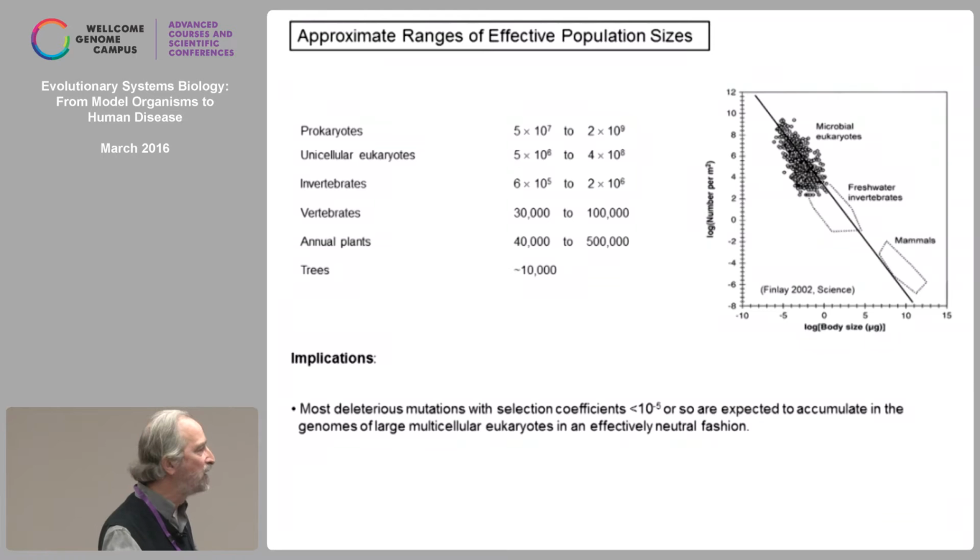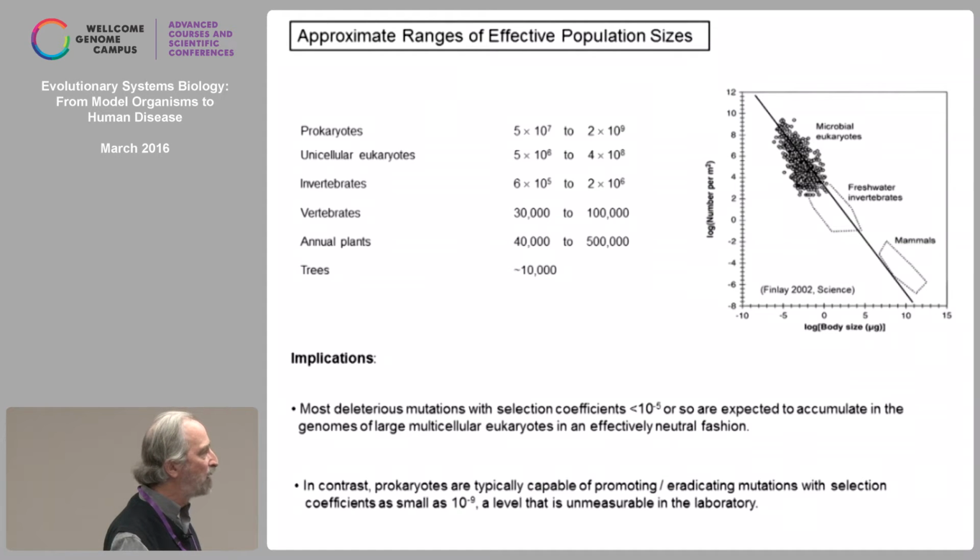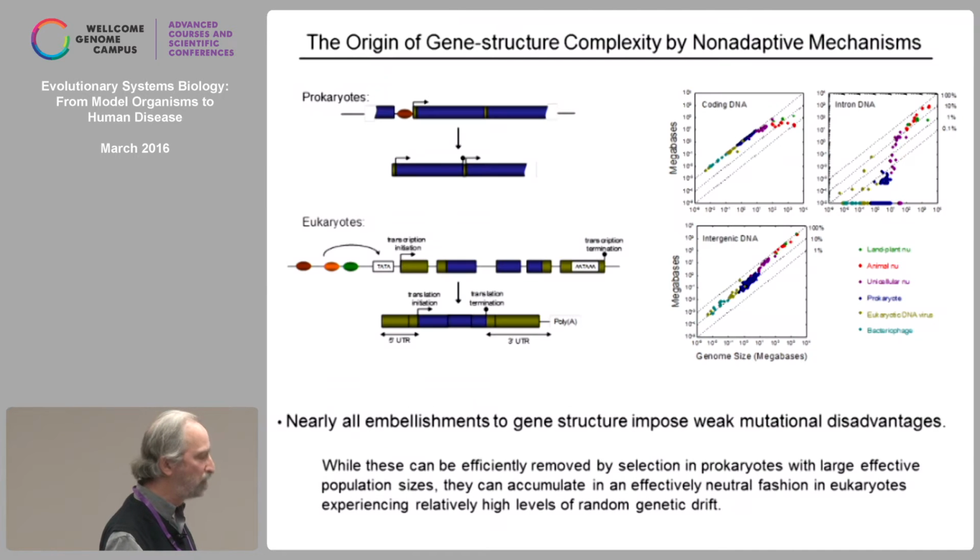So what this is saying is that most deleterious mutations with selective coefficients against them smaller than 10 to the -5th can't be seen by the eyes of natural selection. Whereas in bacterial populations with effective size on the order of 10 to the 9th, changes that reduce fitness by only 10 to the -9, a very, very tiny change that you'd never be able to measure in the lab, can nonetheless be seen by natural selection in the field.